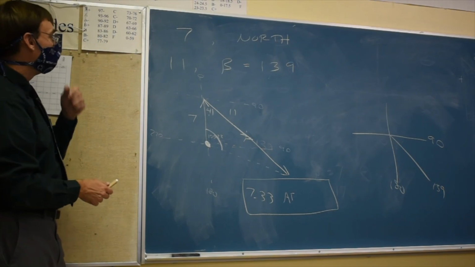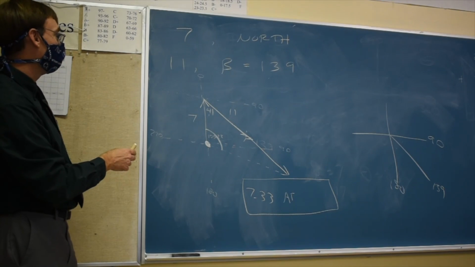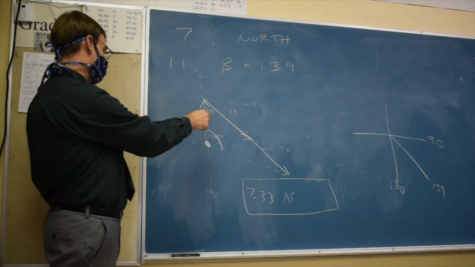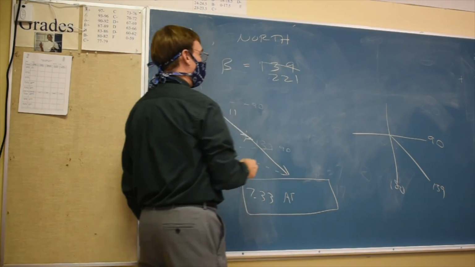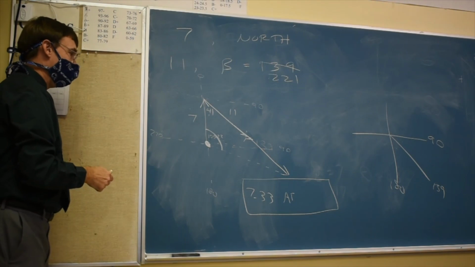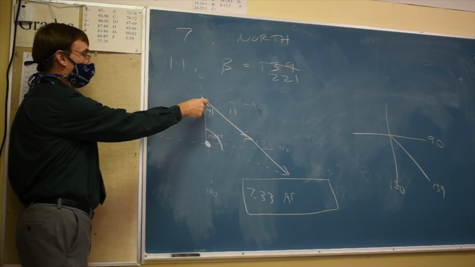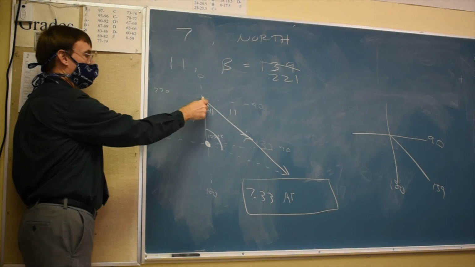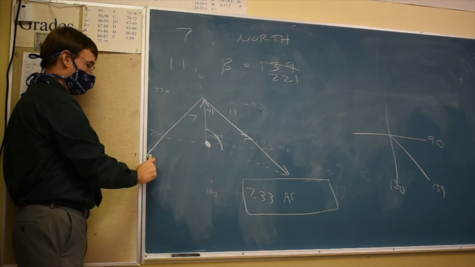Let me do a change on this one just so we can do a more realistic problem. Let's go bearing. If I did a bearing at 221, that's going to be a minor tweak. Where would 221 have gone? Bottom left.